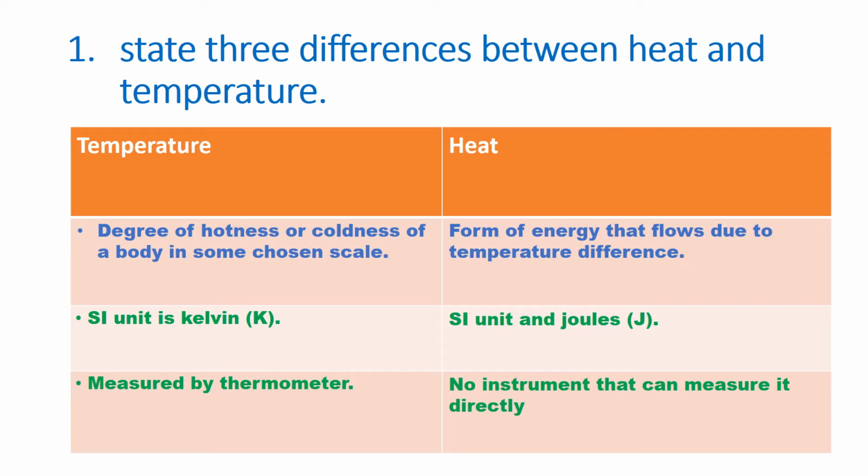The second difference lies in the unit. Temperature is measured in kelvin, while heat is measured in joules. Anytime you're writing kelvin in words, write k starting with a small letter, but if it is a symbol, then it is capital K. The same applies to joules. If you're writing it in words, let j be in small letter, but if it is a symbol, let it be capital J.